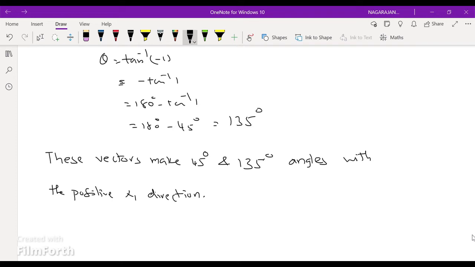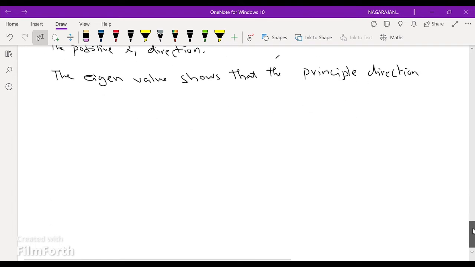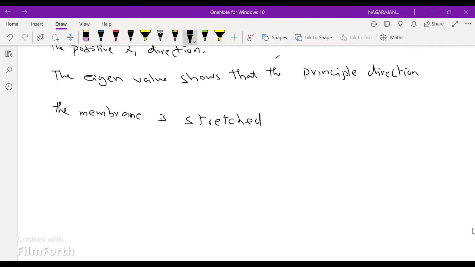The eigenvalues show that in the principal directions the membrane is stretched by factors 4.5 and 1.5 respectively.